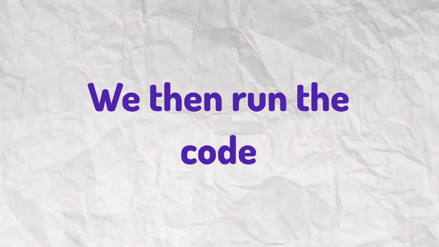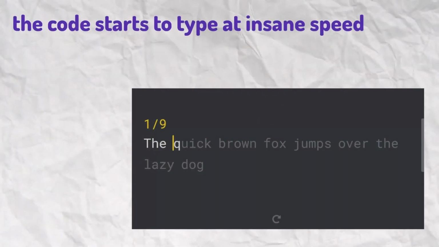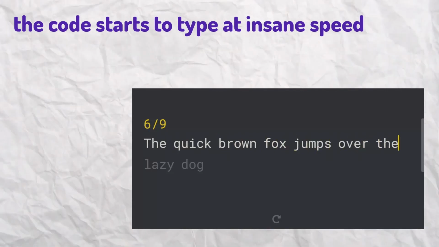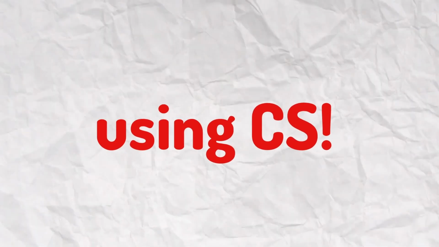We then run the code. Once we head to the site and press the left control, the code starts to type at insane speeds within just 1.2 seconds of execution. And that is how I broke the physical limit of typing speed using computer science.